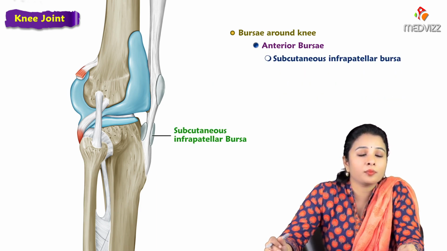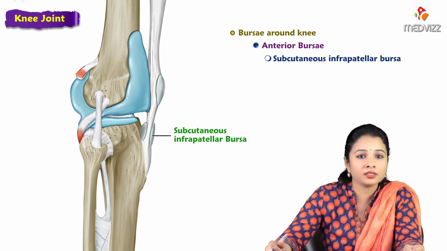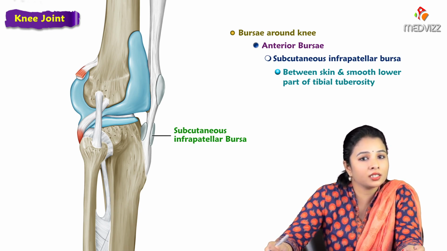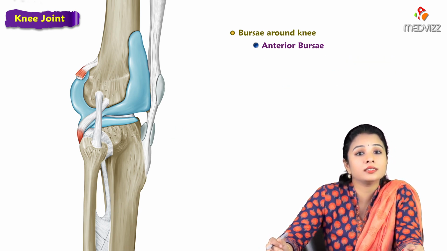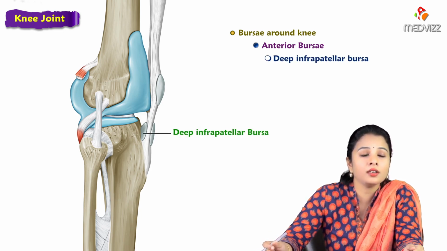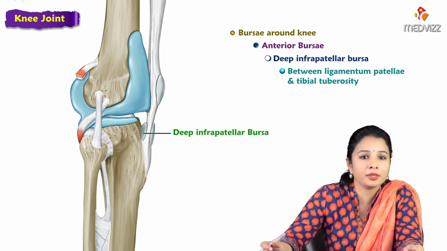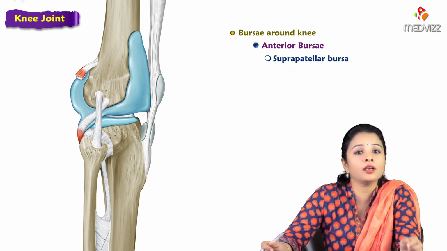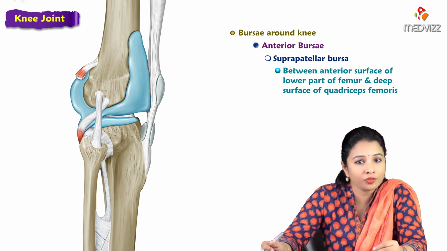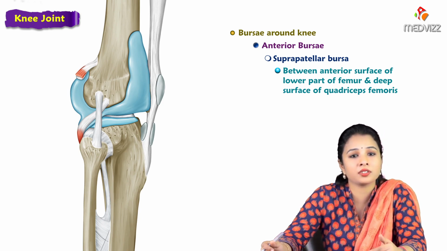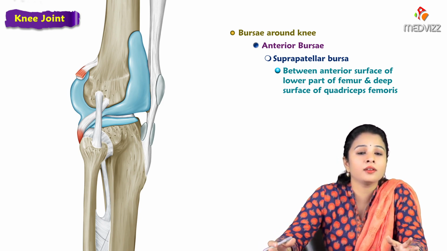The next is the subcutaneous infrapatellar bursa, which is present between the skin and the smooth part of the tibial tuberosity. The third is the deep infrapatellar bursa, which is present between the ligamentum patellae and the tibial tuberosity. The suprapatellar bursa is between the anterior surface of the lower part of the femur and the deep surface of quadriceps femoris. So these are all the anterior bursae.